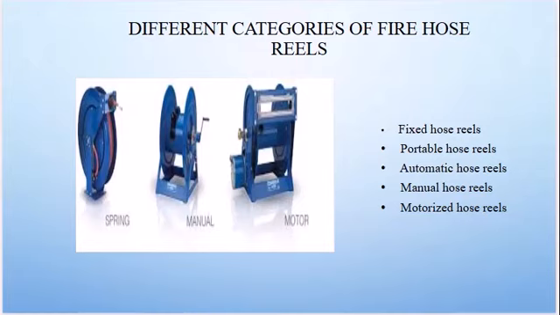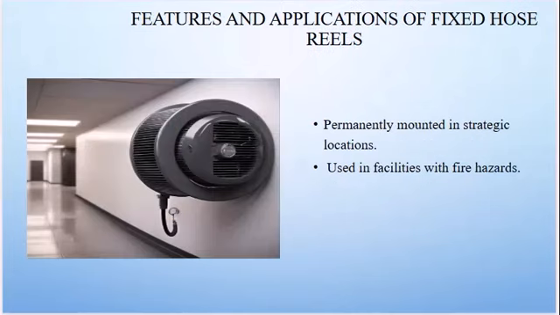Understanding the differences among these categories helps in selecting the right equipment for various settings. Regular assessments ensure that the appropriate types are available for emergencies. Training staff on the various types supports effective fire management. Effective selection of hose reel categories contributes to overall safety. Features and applications of fixed hose reels.